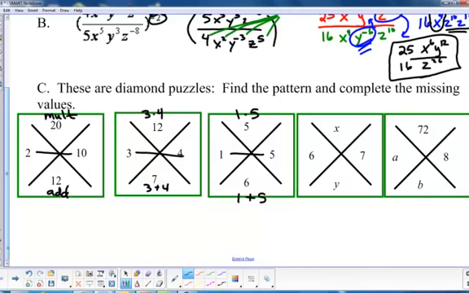Okay, so 6 times 7 is 42, and 6 plus 7 is 13. So see if you can figure out this last one. 8 times what is 72, and that's 9. And then 9 plus 8 is 17.